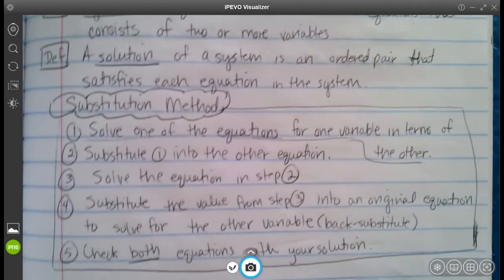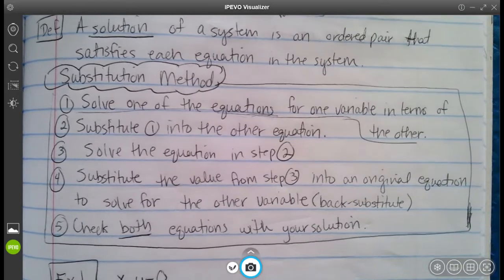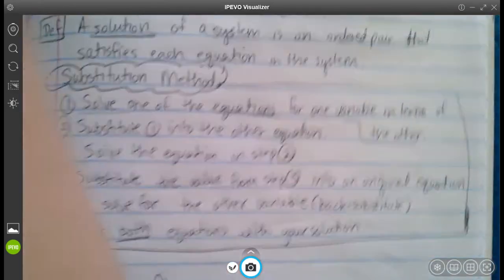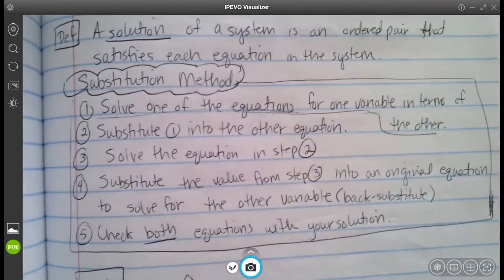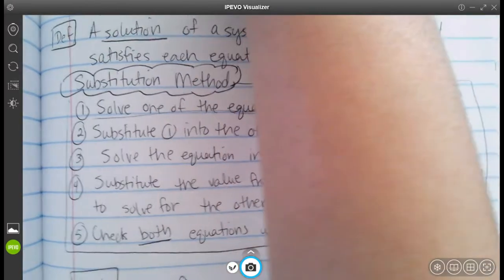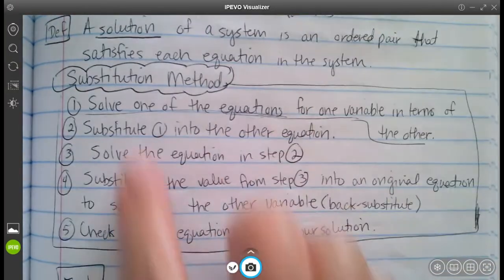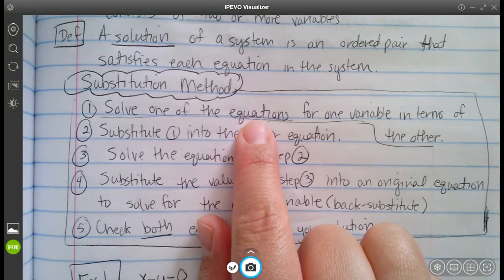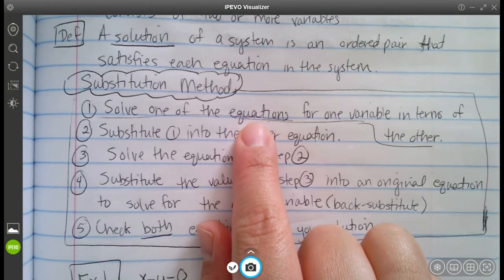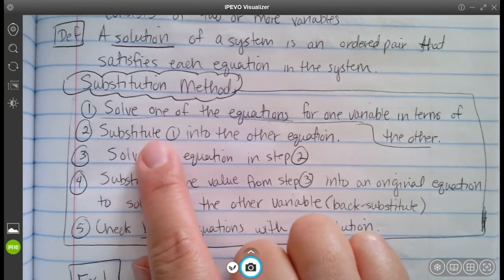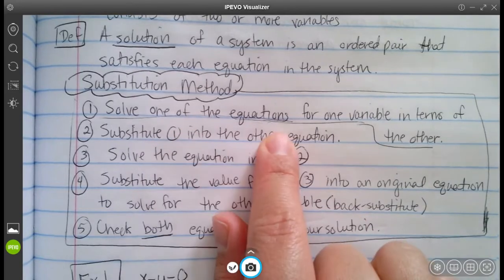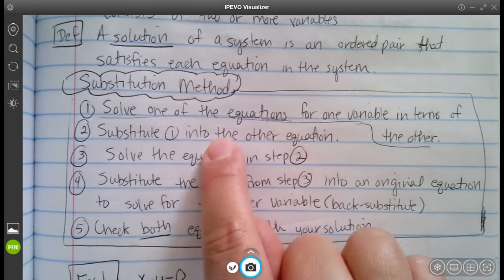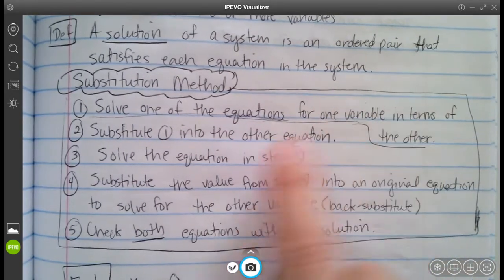Okay, we're going to start with the substitution method, which is going to be our primary use for this particular set of notes. And for substitution, all we do is we solve one of the equations for one variable, for example x. And then we substitute that equation into the other equation so that we have one huge equation in terms of just one variable.